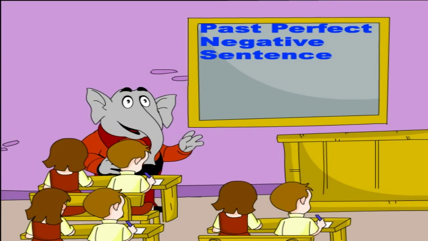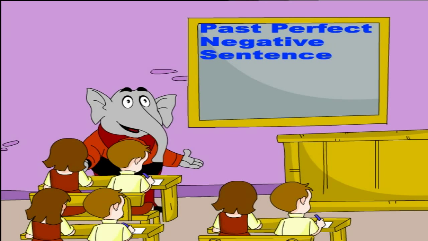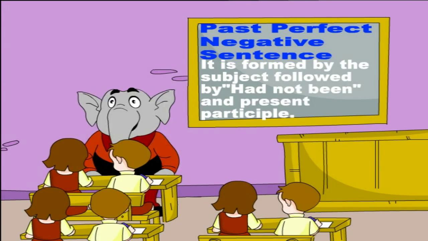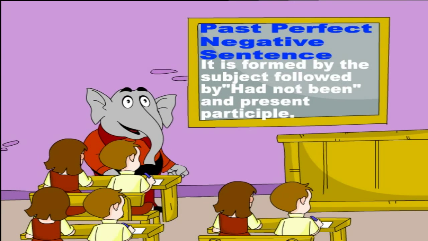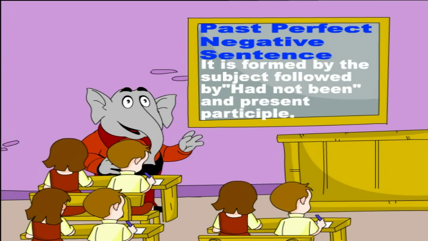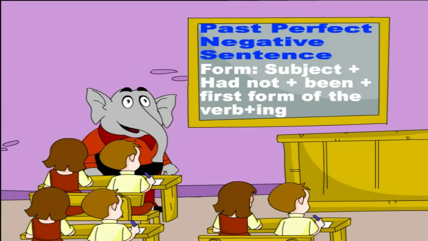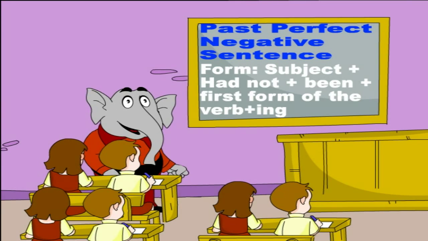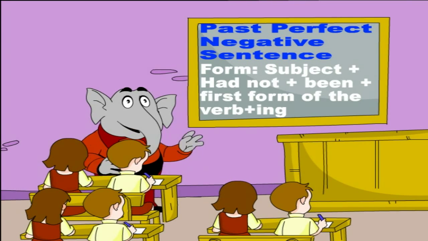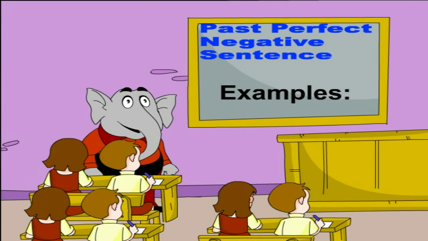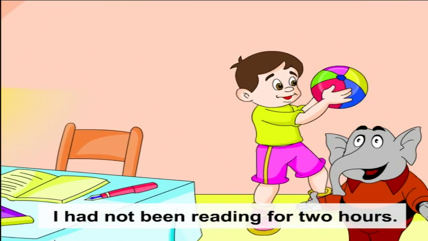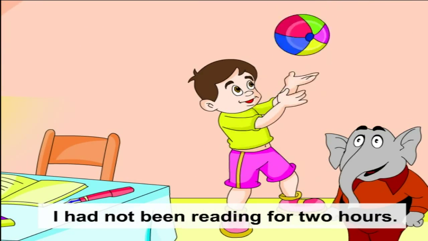3. Past perfect negative sentence. It is formed by the subject followed by had not been and present participle. Form: subject plus had not plus been plus first form of the verb in ing form. Examples: I had not been reading for 2 hours.